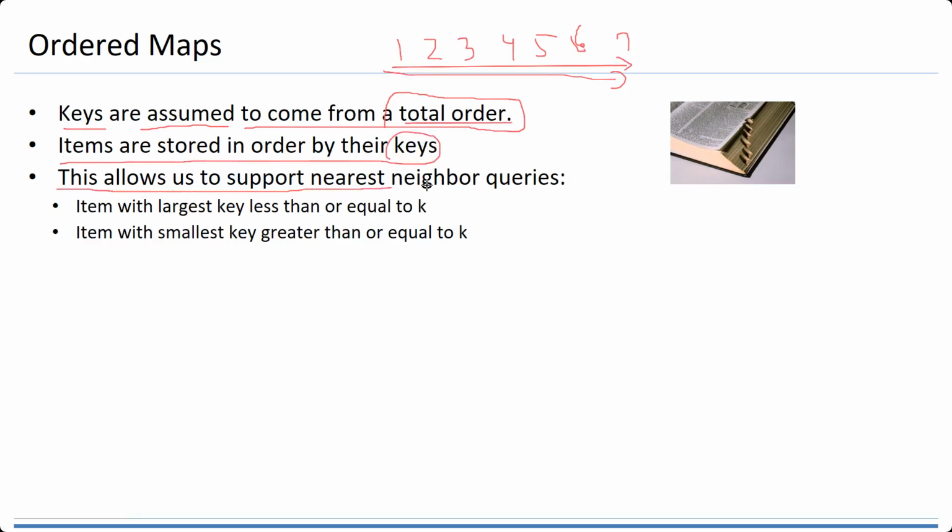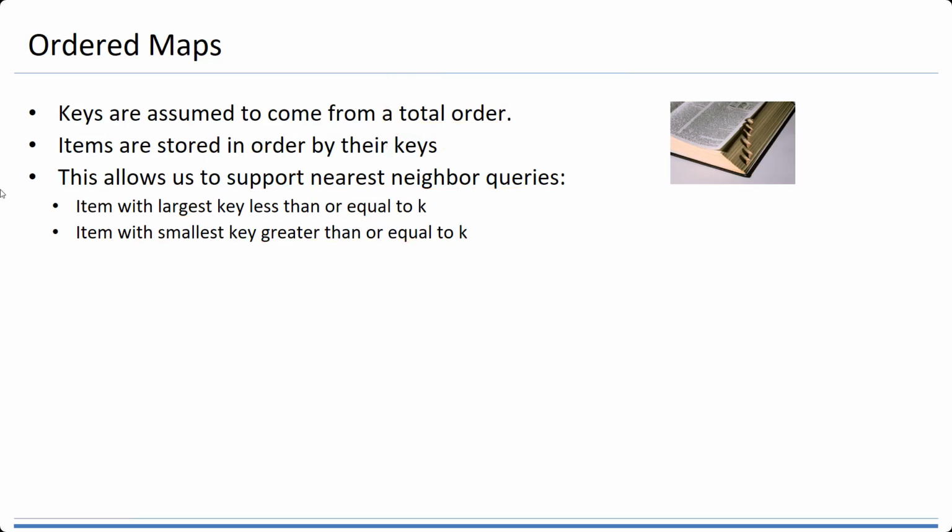This allows us to support nearest neighbor queries. Nearest neighbor means we want to find the value nearby. So if I know that 4 and 5 are near, then I will use this nearest neighbor problem. It means the item with the largest key less than or equal to k, and the item with the smallest key greater than or equal to k. So we will check this one.